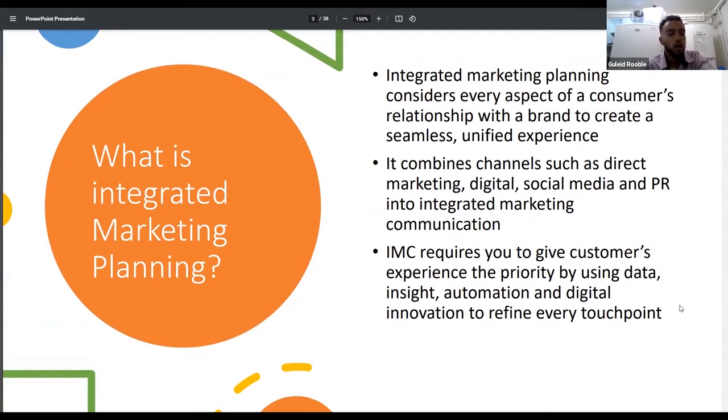Okay, so what is integrated marketing planning? Now, I'll tell you what that is. It's integrating marketing planning, and considering every aspect of the customer's relationship. So managing the customer's relationship, having a regular conversation with them, and you do that through creatives and your brand story. This will unify the customer's experience. So if you're actively on Facebook, Instagram, or regularly on other social platforms such as Twitter or Pinterest, your marketing activity will determine the relationship that you have with your audiences.